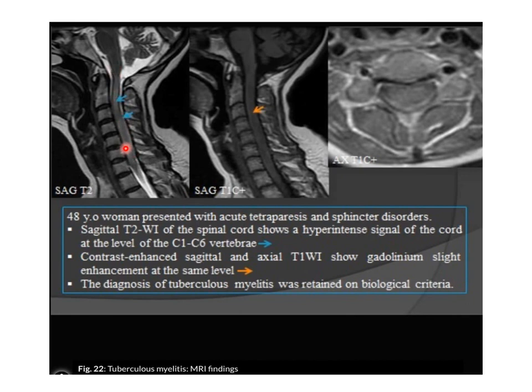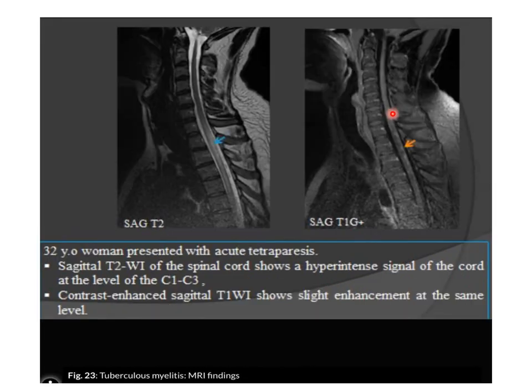hyperintensity, and there is enhancement. This is also the same. This is acute, she has acute paralysis, with hyperintense signal and enhancement. In the spinal cord with infarction and meningeal enhancement, because of chronic arachnoiditis we may also have syrinx development because of obstruction of the CSF flow.